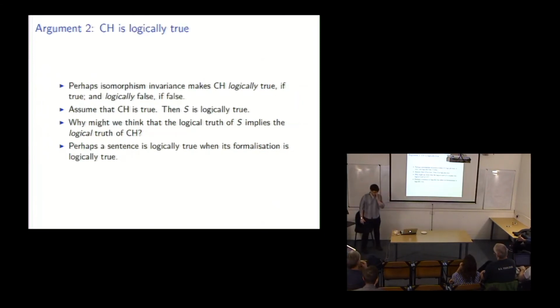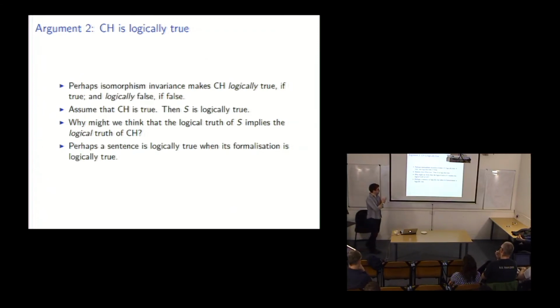Here's the second argument. So here now we're trying to establish the claim that isomorphism invariance makes the continuum hypothesis logically true, if true. So a different conclusion to the first one, and one that we admit would be problematic. If we think that logic should be topic neutral, and we don't think that the continuum hypothesis is topic neutral, then we don't want that coming out as a logical truth, if it's true.